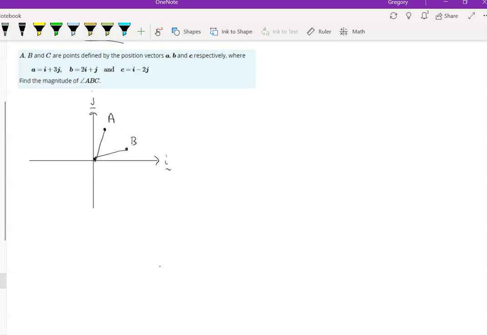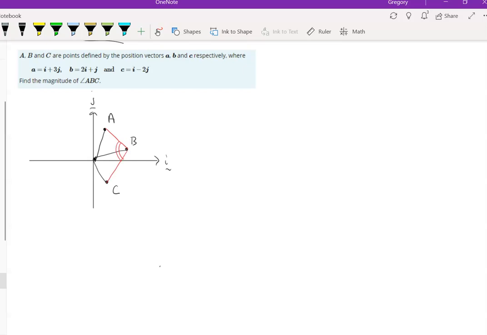And C is i minus 2j. So same distance out there, but it's down here. Not quite as far as the first one. And there's my C. Okay. And the question wants me to find the magnitude of angle ABC. So if you remember back to middle school maths, okay, we want to know that angle there.